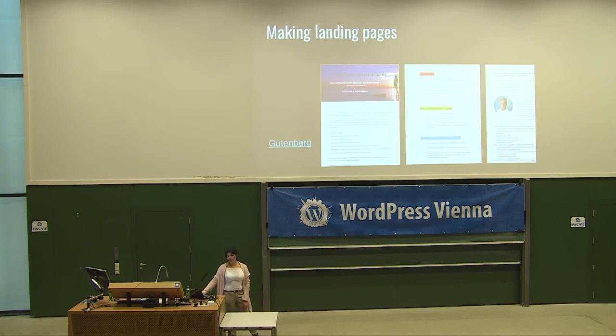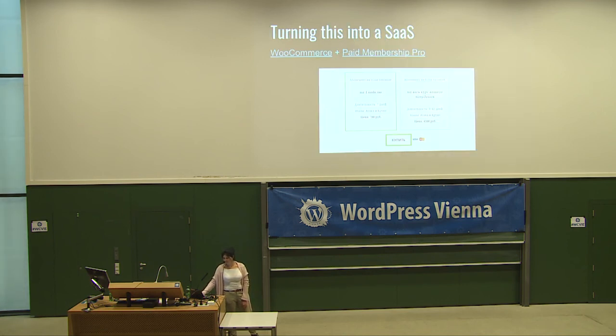We used Gutenberg for landing pages. It was pretty easy, very quick. And the final step was turning everything into software as a service, adding WooCommerce and Paid Memberships Pro. With those two, we got everything set up in just a few hours. And it was ready to sell the application.